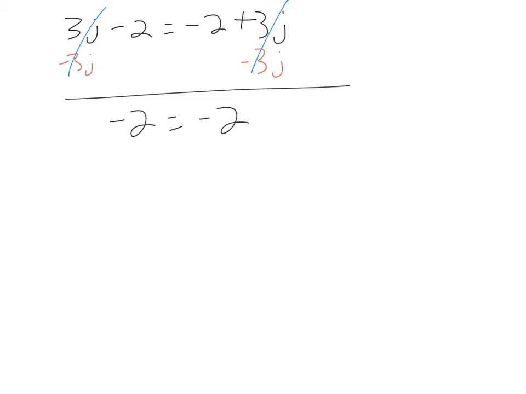So there's not just one solution. If j equals 1, that works. If j equals 2, that works. If j equals 3, that works. There's an infinite amount of solutions, so we call it infinitely many solutions.